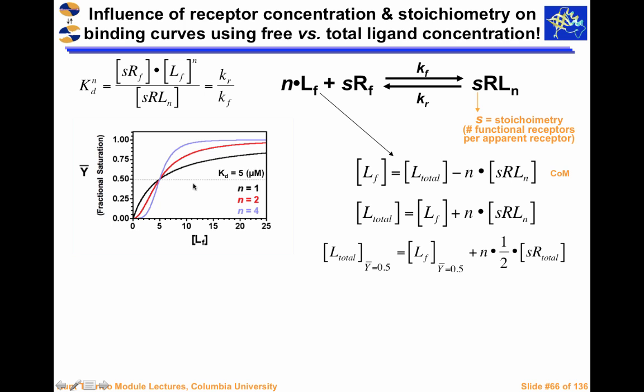So irrespective of cooperativity, having made this definition, we get 50% saturation when free ligand is equal to Kd. These are simulated data with a Kd of 5 micromolar.